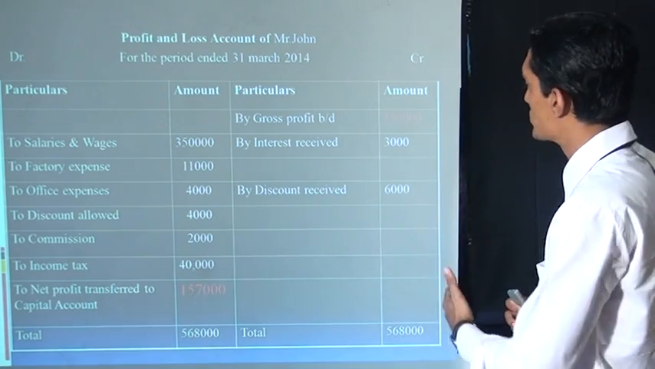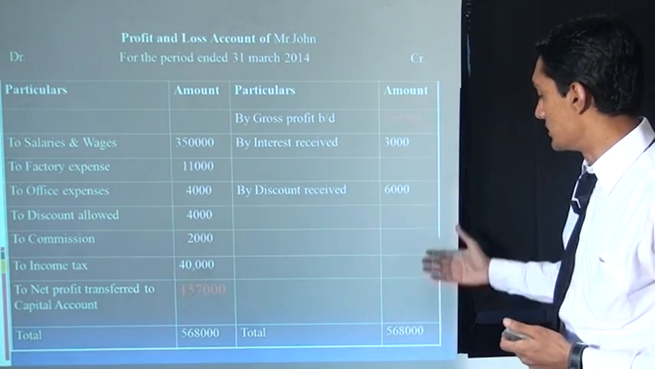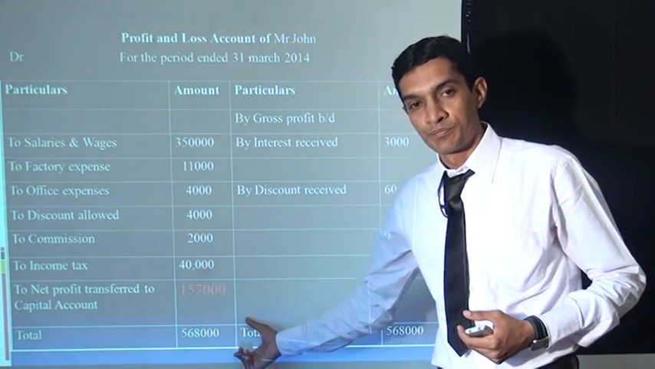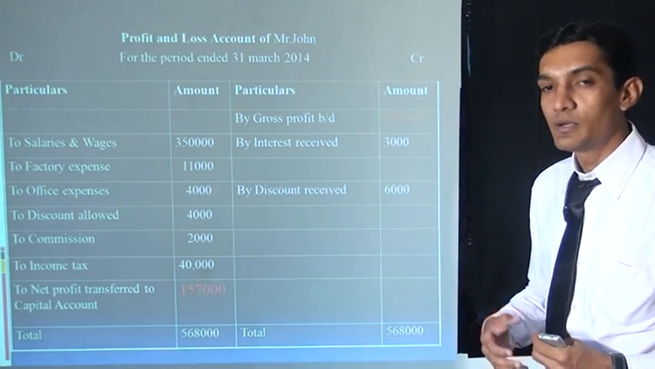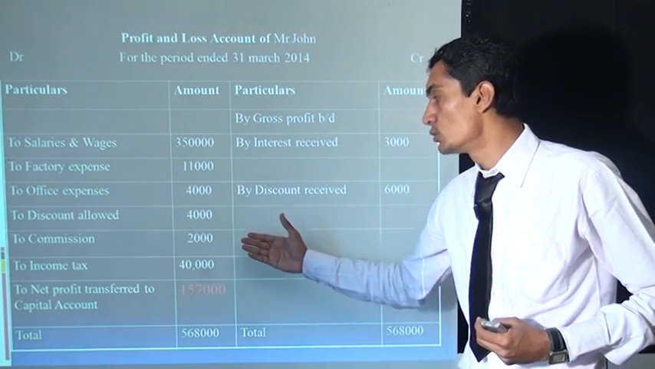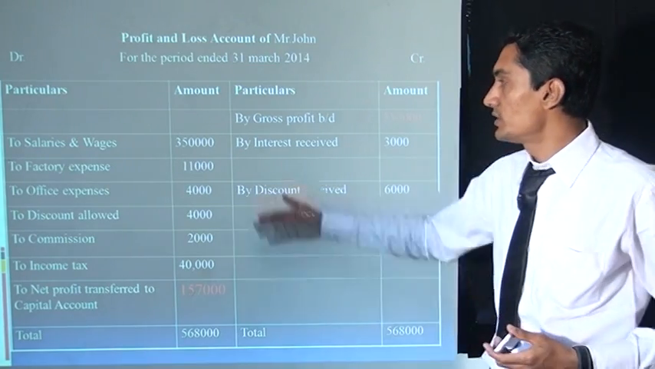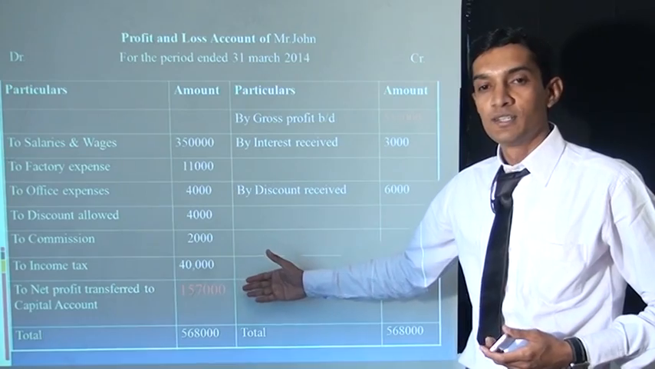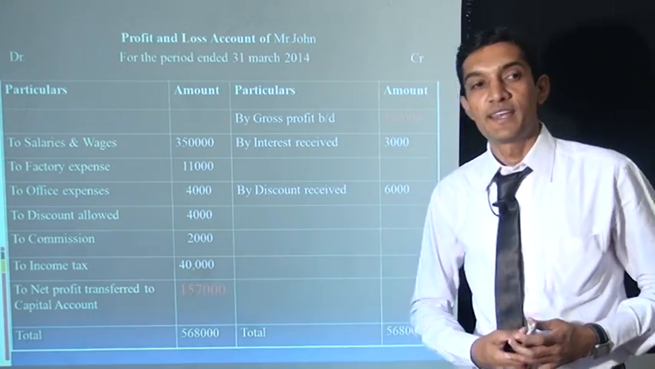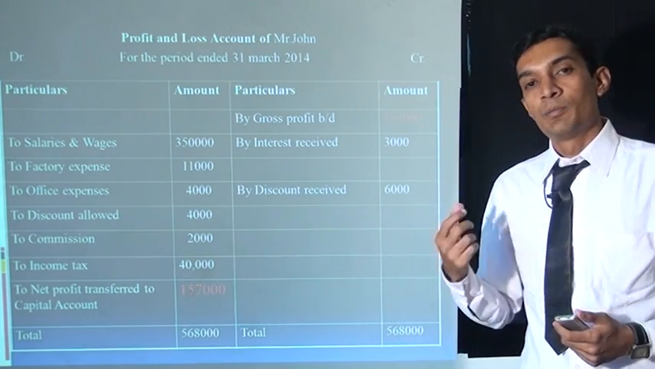So first we close the credit side total: 5,59,000, 3,000, 6,000, making 5,68,000 rupees. Both sides' totals are the same. Now we calculate the amounts on the debit side: 3,50,000, 11,000, 4,000, 4,000, 2,000 and 14,000. Now all these amounts are deducted from 5,68,000. The remaining amount is 1,57,000 rupees.